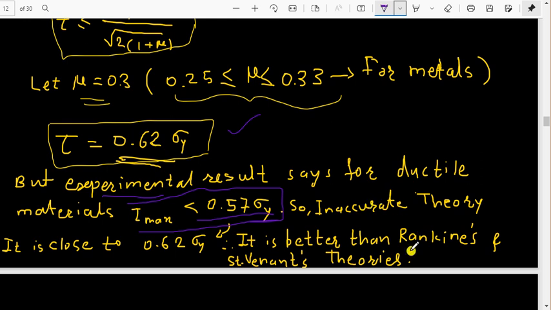But if we compare with the first theory and second theory, that is Rankine's theory and St. Venant's theory, it is a little bit closer to the experimental value. The values we are getting are closer to the experimental value as compared to the other two, Rankine theory and St. Venant's theory, so it is a better one. But it is also not used for ductile materials because it is not giving an accurate or safe result.